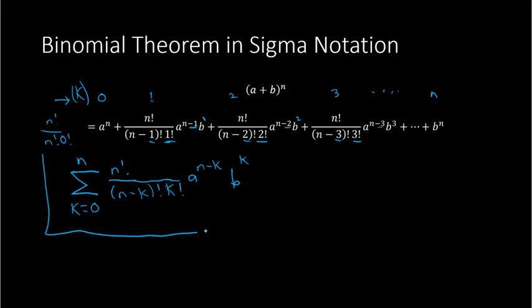So this expression, this summation notation, represents any binomial expansion. So (a + b) to the n power can be represented with this sigma notation.